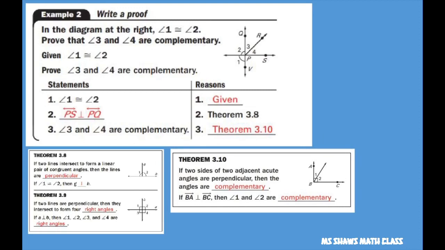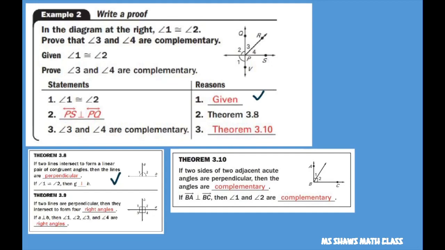And here would be a proof. In the diagram, angle 1 is congruent to angle 2. And we want to prove that angle 3 and angle 4 are complementary. So we write down the given. And the reason that line PS is perpendicular to PQ is based off Theorem 3.8. So if two lines intersect to form a linear pair of congruent angles, then the lines are perpendicular.